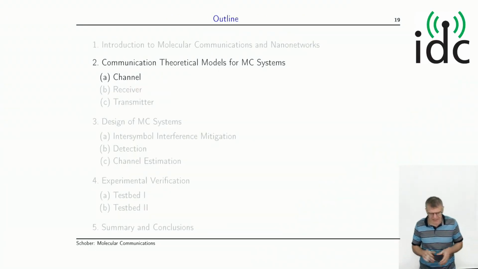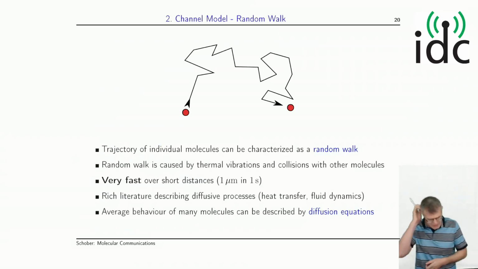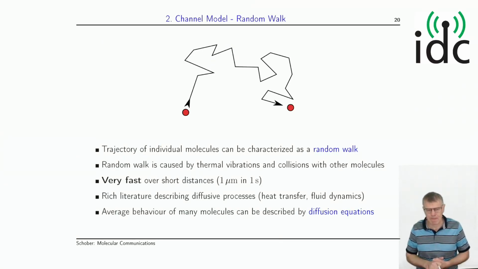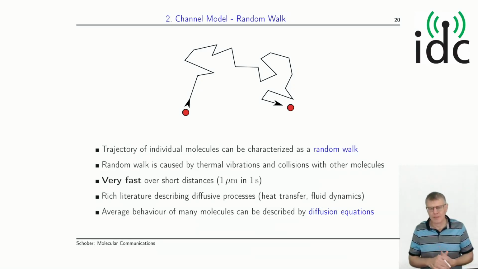Okay, so then let us delve a little bit deeper into the whole area of the modeling of molecular communications, since it's quite different from the modeling that we're used to for electromagnetic communication systems. And the basic mechanism that happens there at this small scale is diffusion. At the level of an individual molecule, this means that the individual molecule carries out a so-called random walk. So this is a random movement that is caused by thermal vibrations and collisions with other molecules, right?